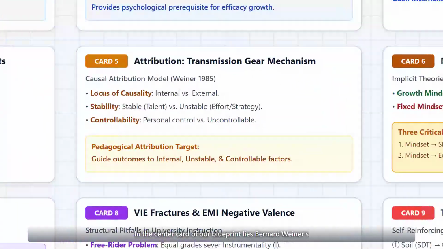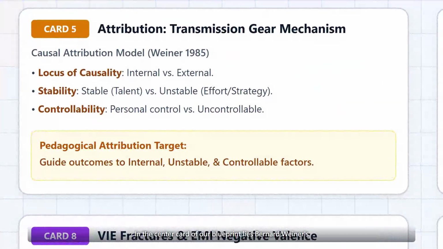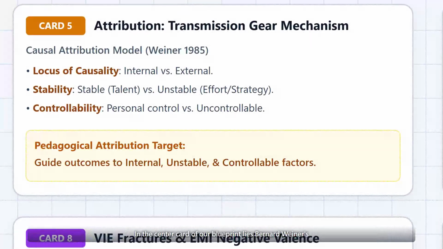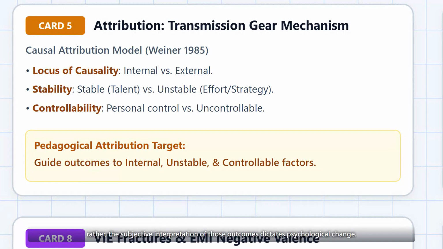In the center card of our blueprint lies Bernard Weiner's attribution theory, acting as our first transmission gear. Raw accomplishments or failures do not directly alter self-efficacy. Rather, the subjective interpretation of those outcomes dictates psychological change. Weiner categorized attributions along three dimensions: locus of causality, stability, and controllability.